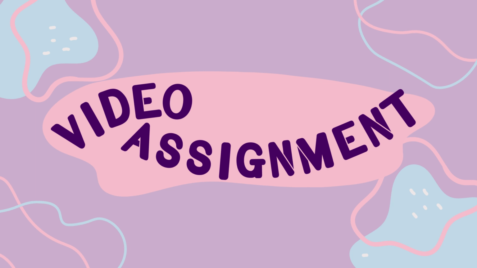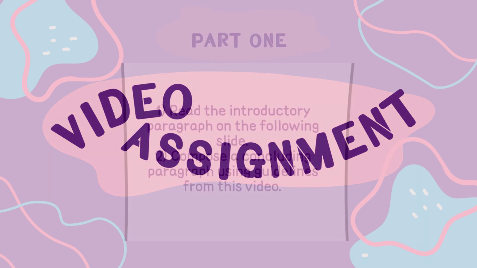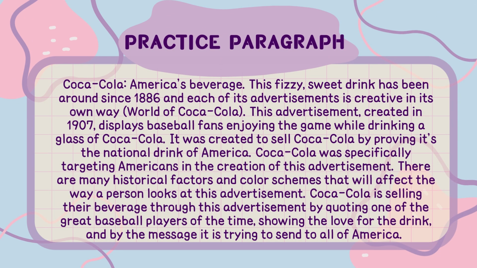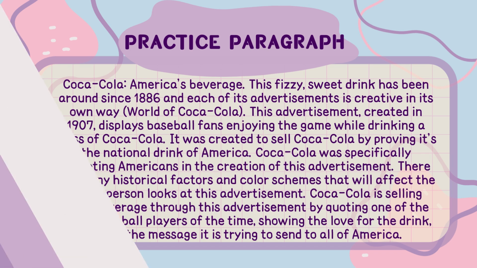Let's look at the video assignment that you have for this one. Of course, it's in 2 parts. First, you are going to read the introductory paragraph that I have following this slide. You'll have to pause it, read it, and I want you to compose a concluding paragraph that uses the guidelines that I've given you for this video. Write those 3 things that need to be done in there. So again, do what we just did. Flip that baby over, restate that thesis, give me a universal truth, and revisit that hook statement.